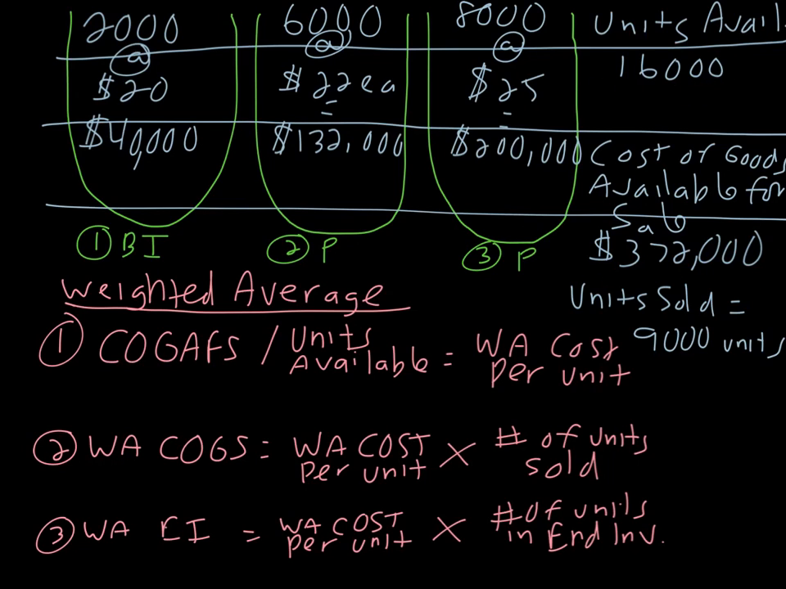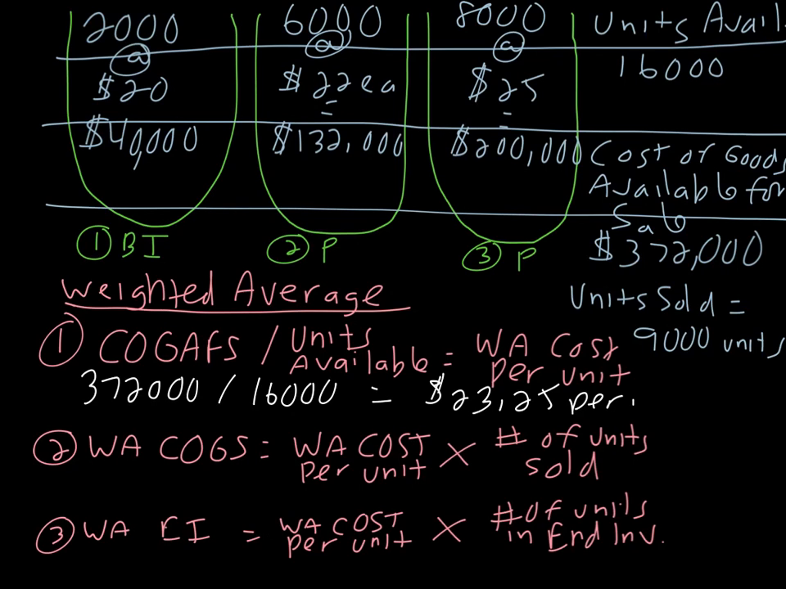So let's divide those out so we can determine what is the weighted average cost for each one of those. I'm going to take that 372,000 and divide it by 16,000. And if we do that, we're going to get a weighted average cost of $23.25 per unit.